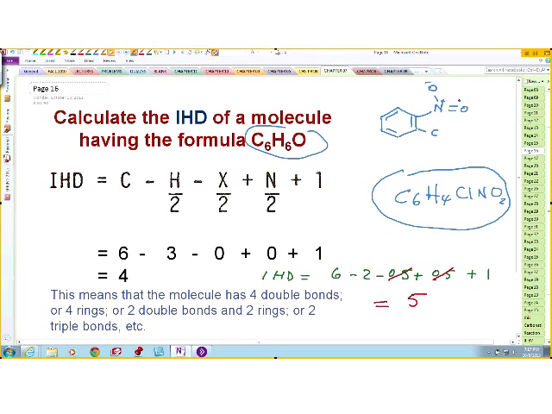That is that molecule. Okay? Thank you. How do you know it's a ring? How do I know? It's a ring.